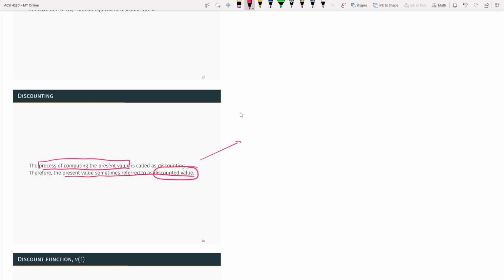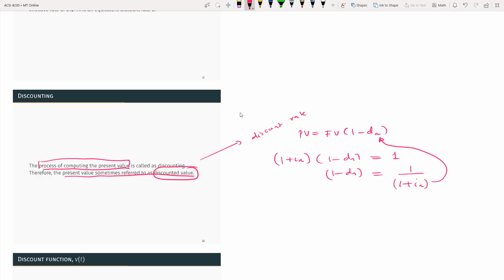So you have two approaches. You can use either discount rate. If you do that, your present value is going to be future value times 1 minus d_n, for that time period n. So then you can use this formula, which we proved earlier. From here, I can see 1 minus d is basically 1 over 1 plus i_n. I can replace that in here, and I can get another formula.